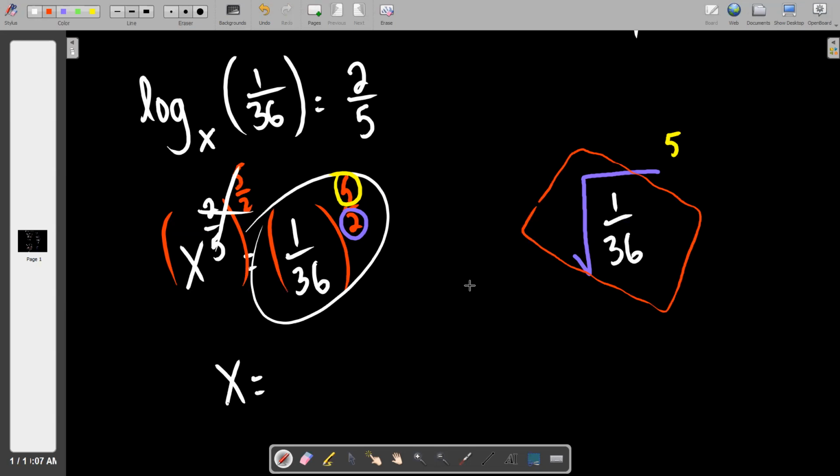So what is the square root of 1 over 36? I get you guys are piecing some things together there, but don't turn this into something that it's not. What's the square root of 1? What's the square root of 36?